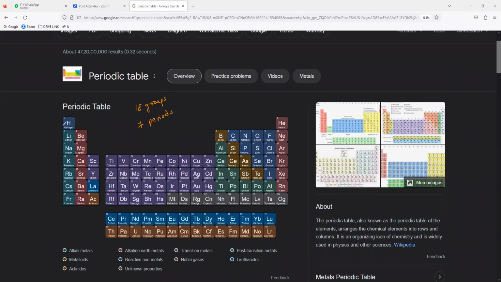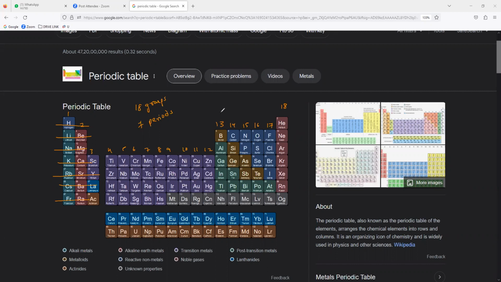You can check it here. This is the first one, second one, third one, fourth one, fifth one, sixth one, and seventh one. 7 periods we have, and 18 groups we have. Group number 1, 2, 3, up to 17, and this is 18. So 7 rows and 18 groups.